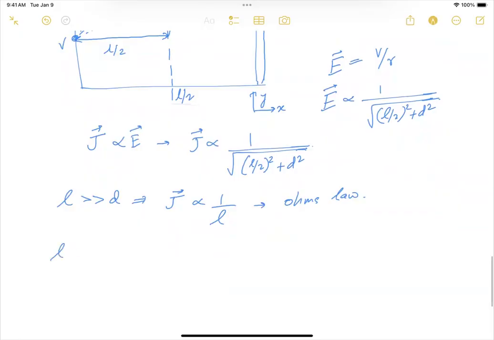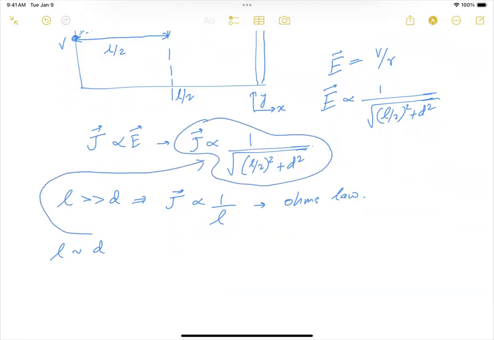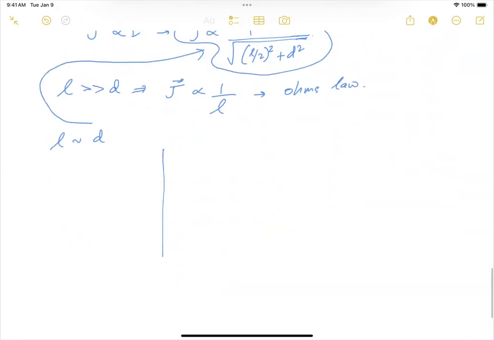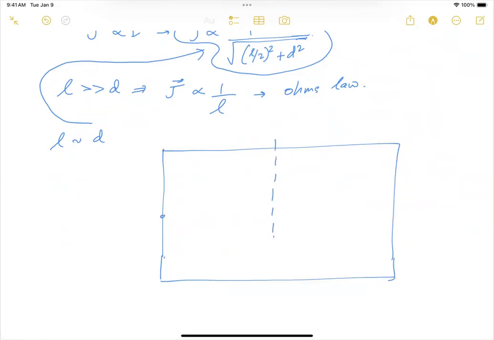However, if L is comparable to D, then the exact dependence of J on the distribution of the cross section would be given by this form. So if I look at this case where L is comparable to D, and I plot the current density distribution in this cross section, with V here and 0 here, the magnitude of the current density distribution would have a peak value.